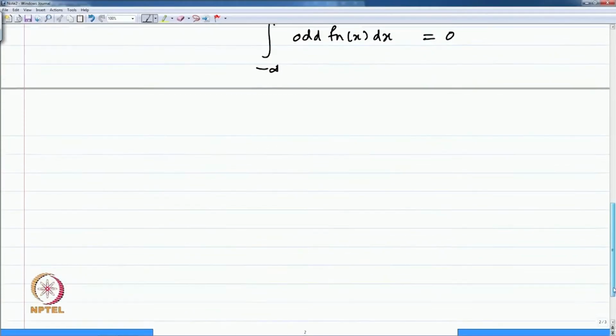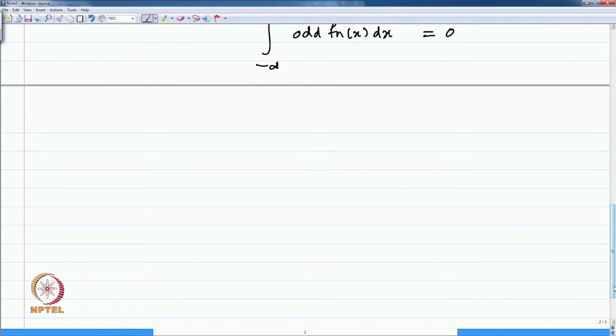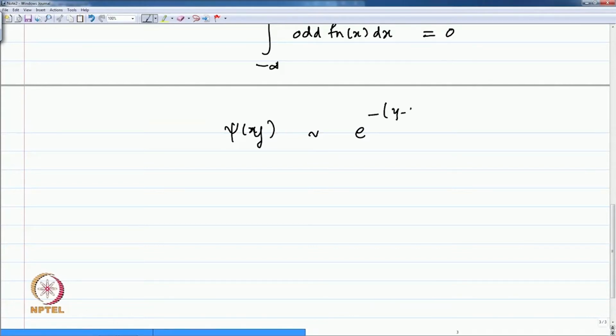Now, if the harmonic oscillator, for example, is not centered at x equal to 0, but we have a slightly different coordinate system, such that we represent the harmonic oscillator by, say, psi of y, let us do that, as exponential minus y minus y naught whole square by 2, where y naught is the center.